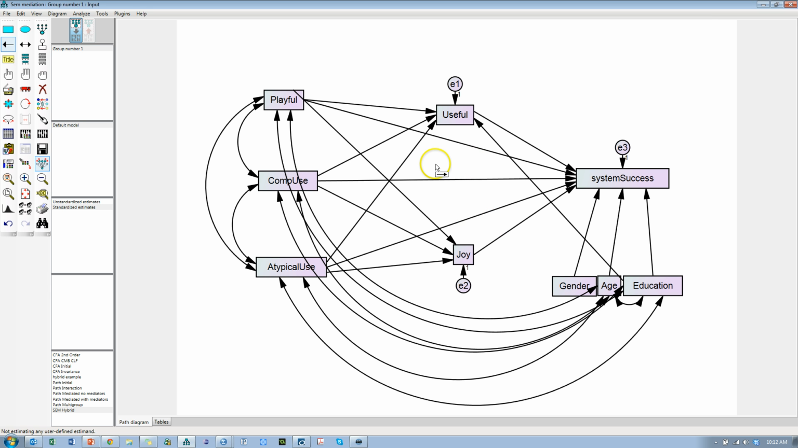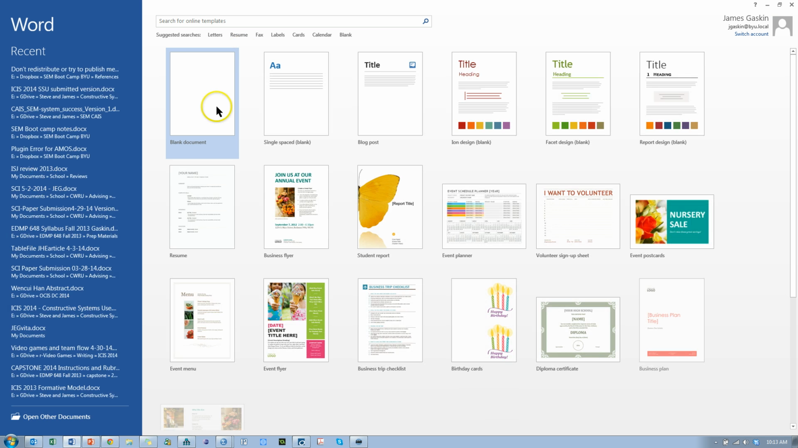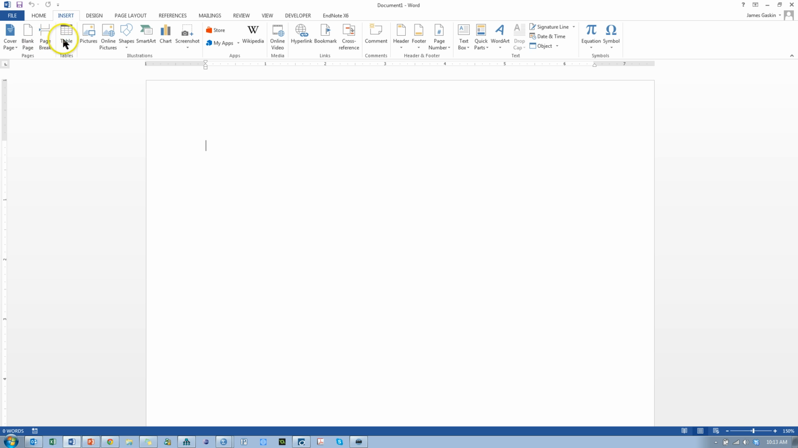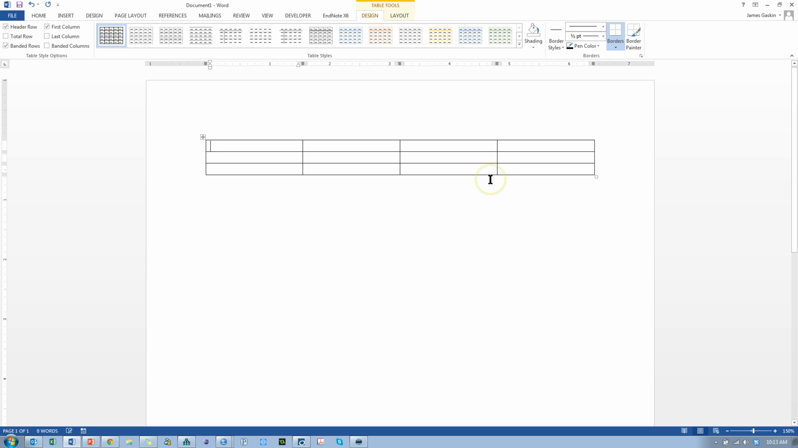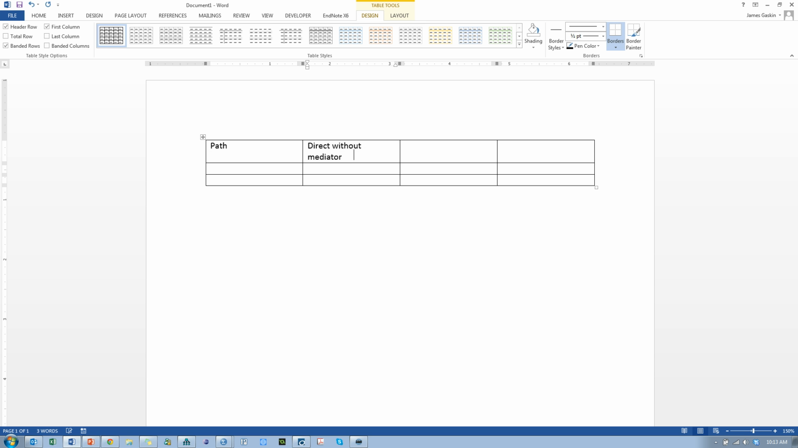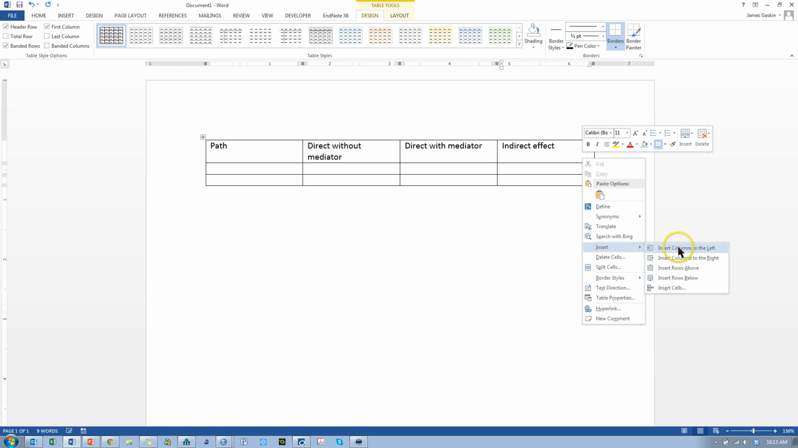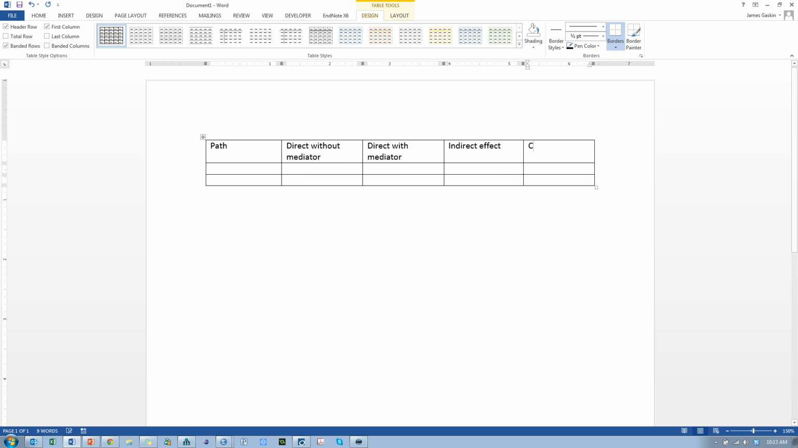Okay, so let's test some mediation. We're going to write down a bunch of numbers. I'm going to create a table here. Let's just go to Word. Insert a table of certain size. And this is path, direct without mediator, direct with mediator, indirect effect. And maybe add another column for conclusion. Insert column to the right. Conclusion.